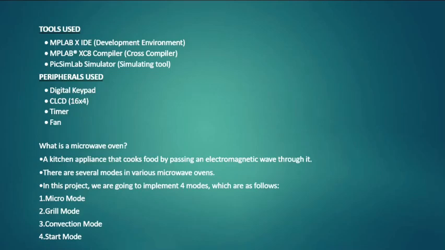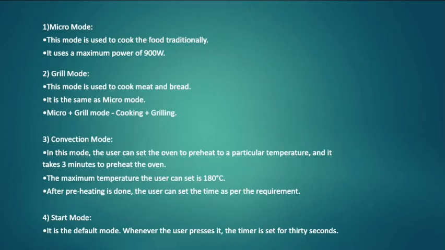So let's come to microwave. What is a microwave oven? Microwave oven is a kitchen appliance that cooks food by passing an electromagnetic wave through it. There are several modes in various microwave ovens. In this project, we are going to implement four modes, which are as follows: micro mode, grill mode, convection mode, and start mode. So in micro mode, this mode is used to cook the food traditionally.